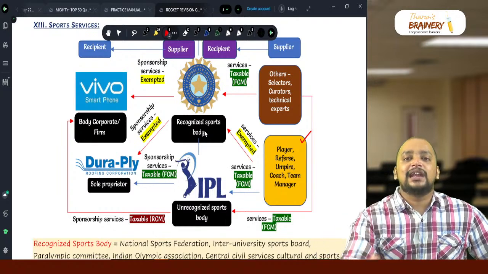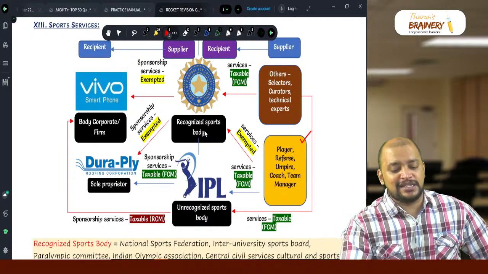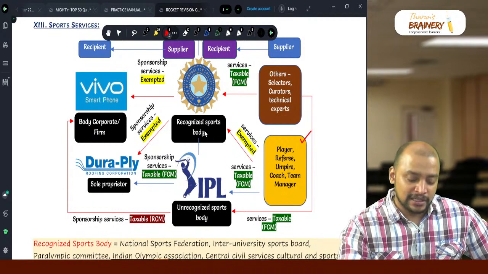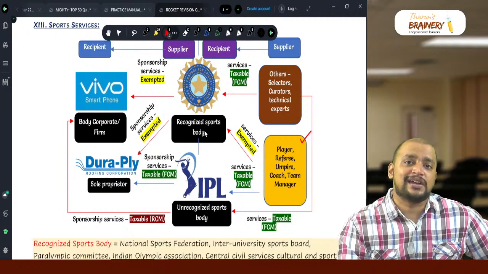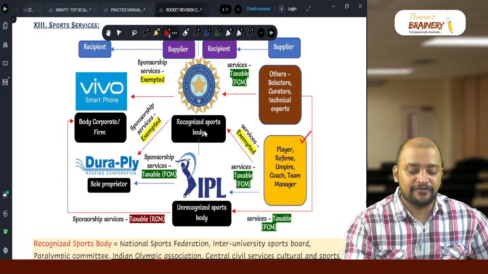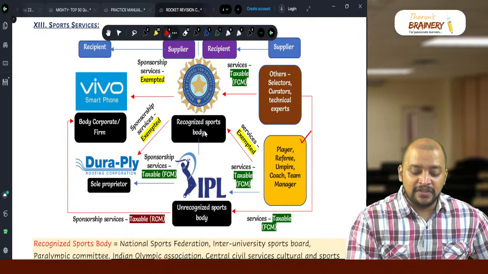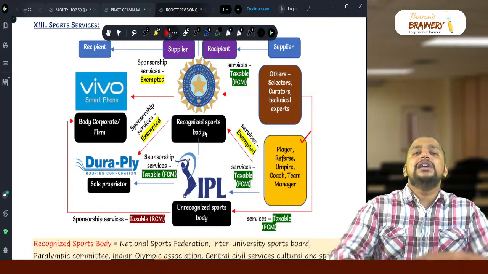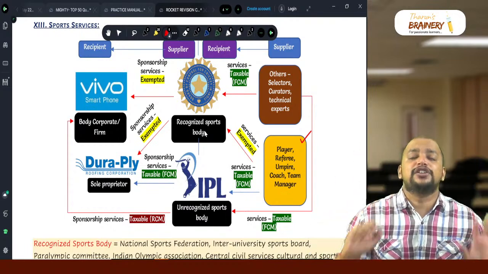Okay. So here, example for recognized sports body, BCCI, if they collect sponsorship money from whomsoever they may collect, that is exempted. Example for unrecognized sports body is IPL board. If they collect it from body corporate or firm, it will be taxable under RCM. If they collect it from a sole proprietor, it will be taxable under FCM. Who is the recognized sports body? Just 6 points you need to remember.